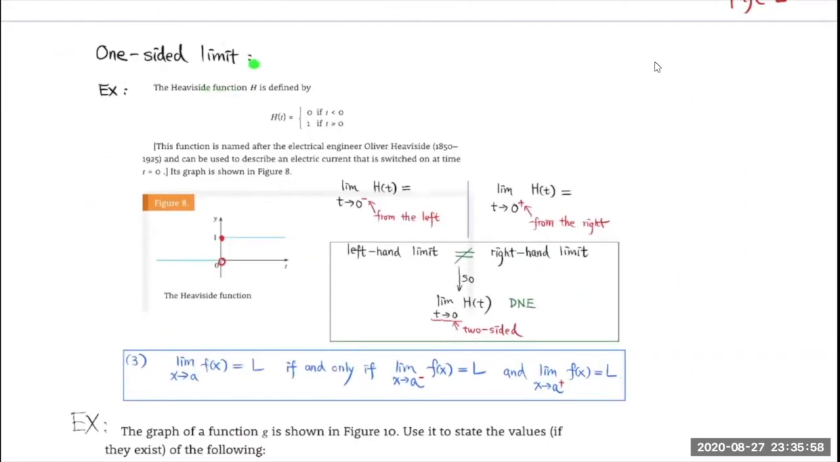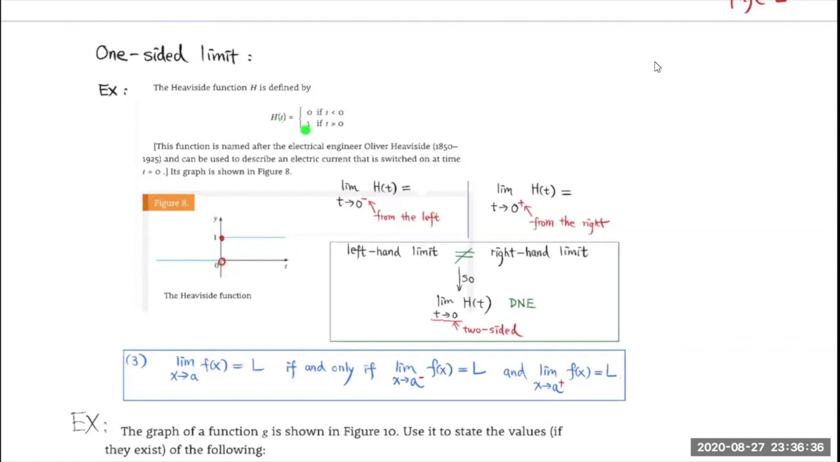Let's talk about one-sided limits. This is an example of a piecewise defined function. This is called the Heaviside function, h. It's defined to be 0 when t is less than 0. So when t is less than 0, h of t equals 0, so the graph will be like this. Because this is strictly less than 0, there should be an open gap right here.